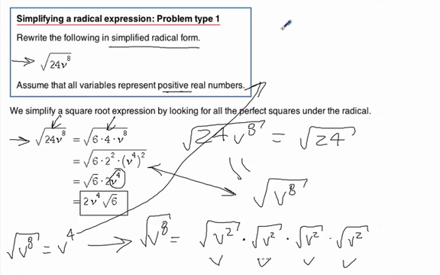Let's solidify that understanding. If we have the square root of, say, k to the 16th, well, that's just going to simplify to be a k to the 8th. There's the pattern. If we have the square root of x to the 4th, that's just going to simplify to be x squared.